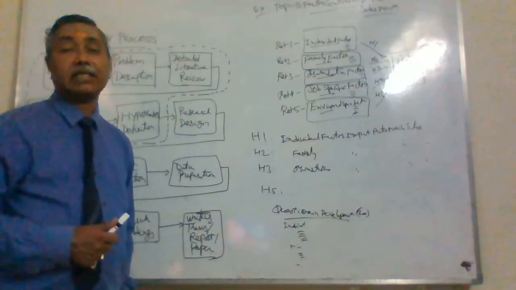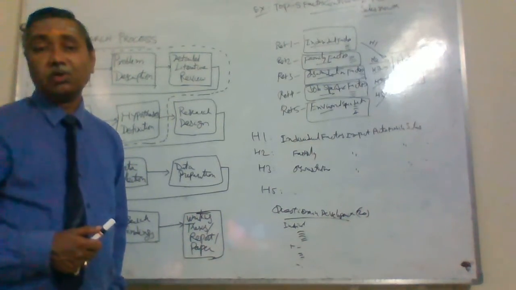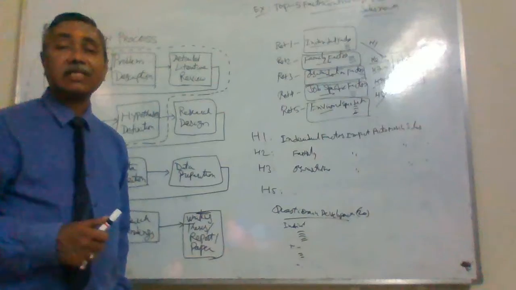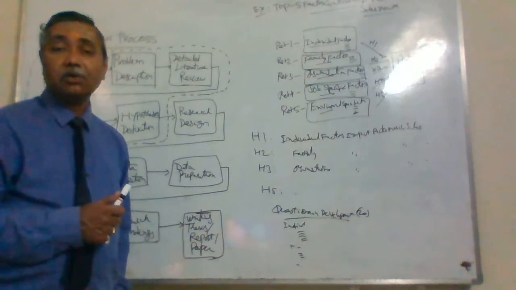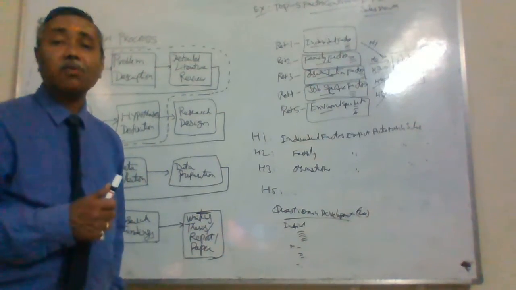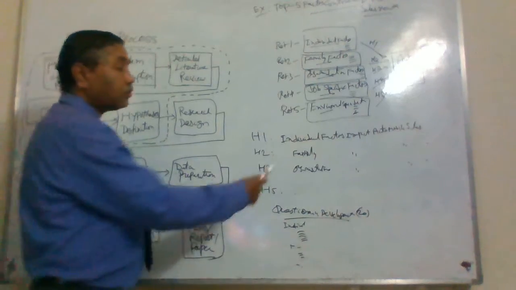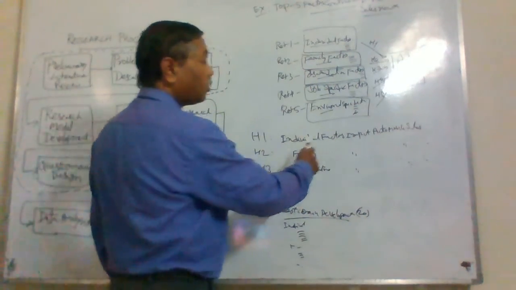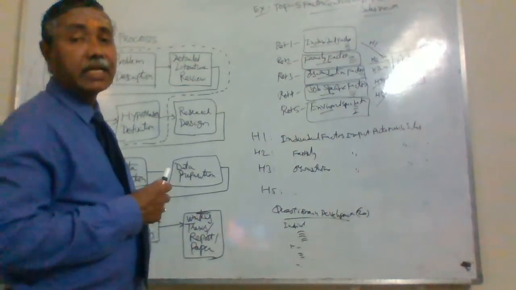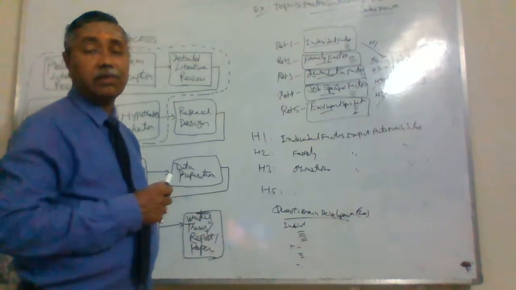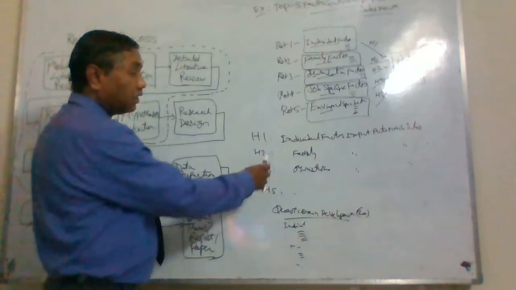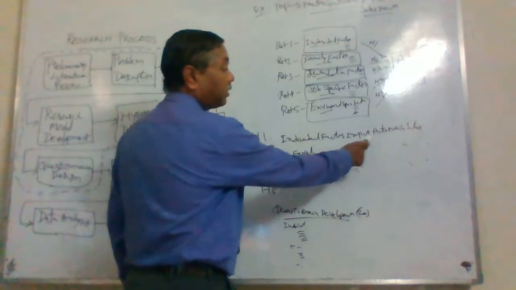Impact: we talked about the impact of individual factors on automobile sales growth. To rephrase the hypothesis, then what technique do we have to apply? We have to use the regression technique, and we can also use correlation, to see whether individual factors are related to automobile sales.